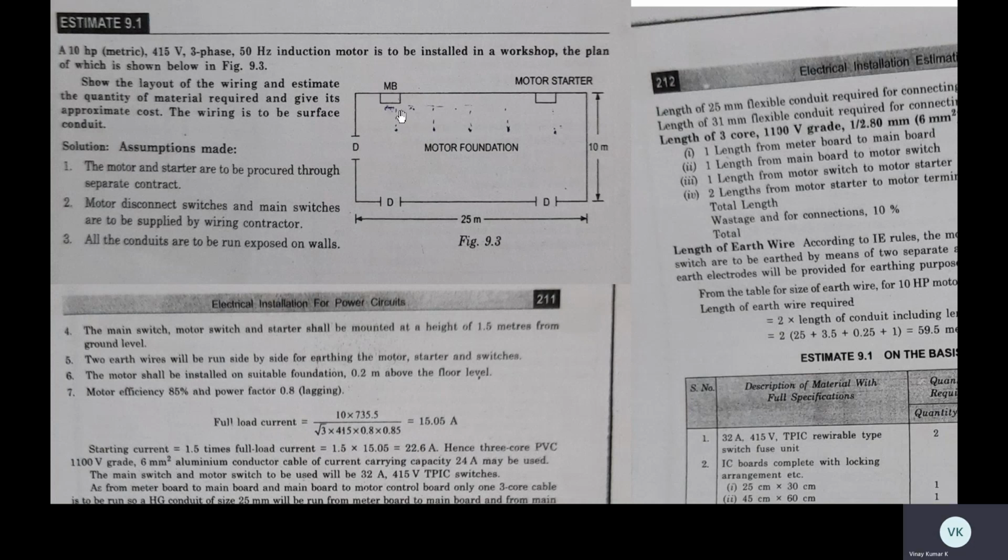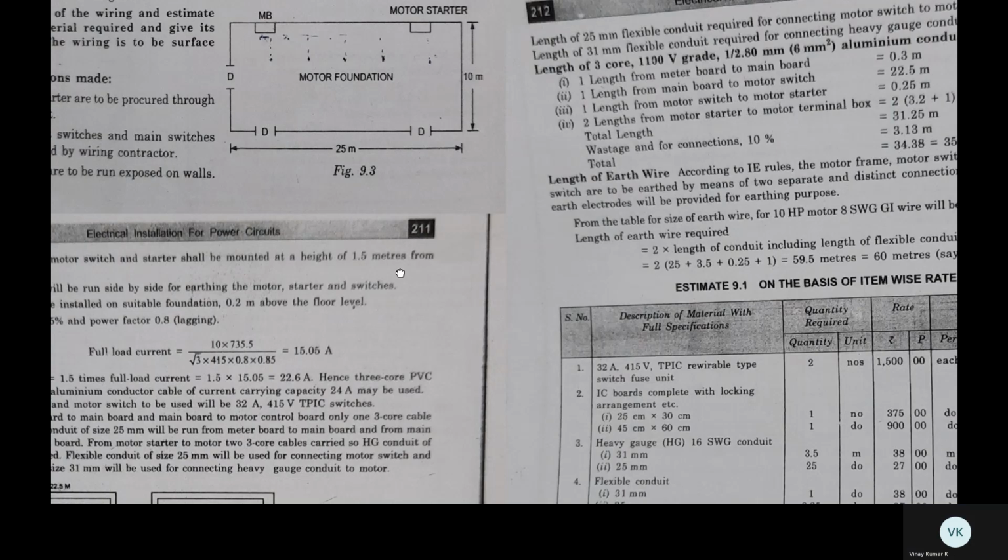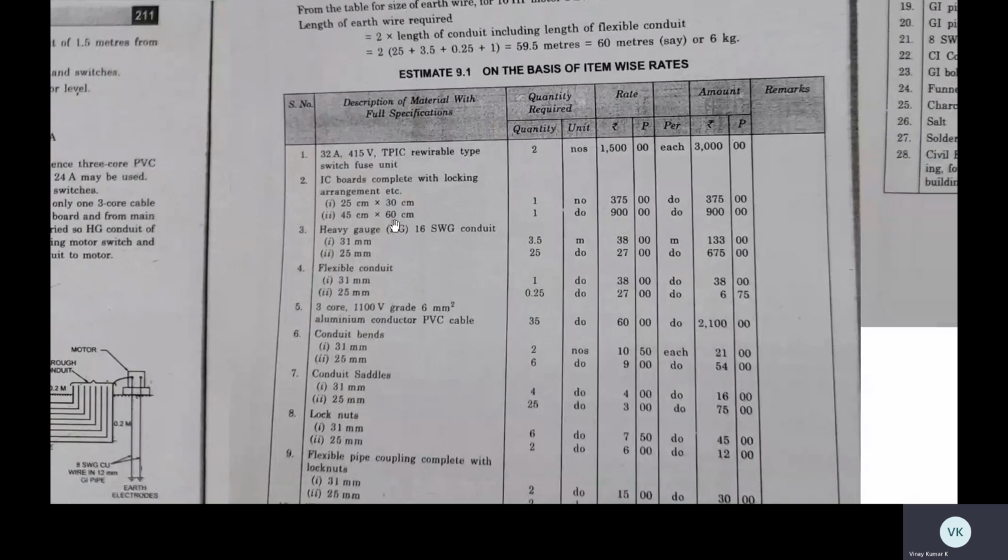Take the wires from the meter boards separately and place the motor starters separately also. So from the motor starters, place the wires to the motors, and from the main boards, give the supply to the motor starters. So like that, you have to give the wiring of motors. So you people have to remember the different kinds of materials that we have to consider. So based upon that, you have to solve the problems.